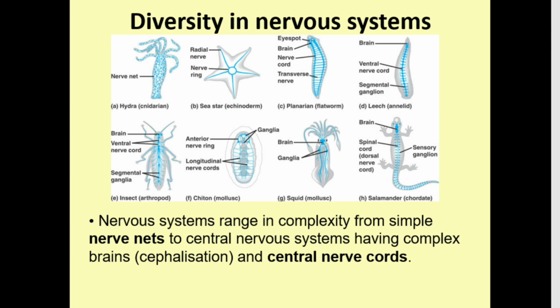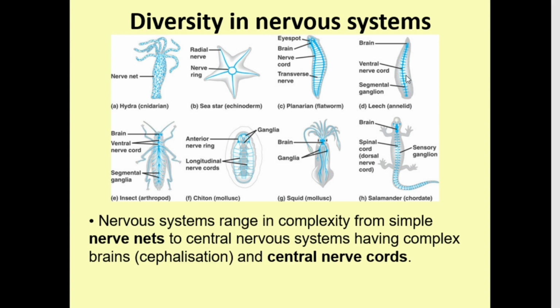And these guys have a twin nerve cord, and then they have these transverse nerves that feed between the two, so that enables coordination. And then as we move up again, so now we have the annelids, so Annelida, which are the segmented worms. So we've got an example of a leech here. Again, bilateral symmetry. We have cephalization, so we've got a brain.